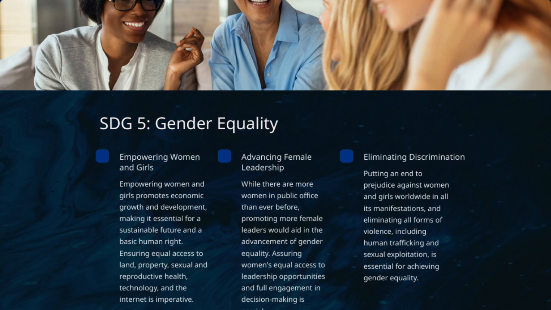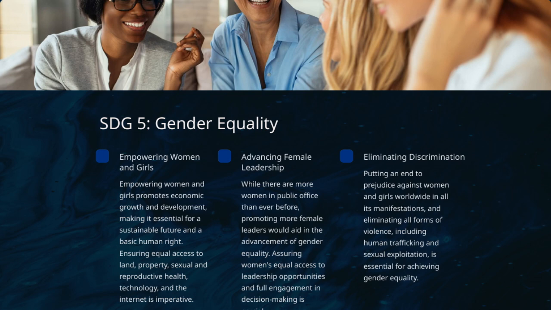Encouraging women to take on leadership roles and ensuring they have equal chances to participate in decision-making is vital. It's about creating a truly inclusive environment where women's voices are heard and valued. Empowering women and girls isn't just a moral imperative. It also drives economic growth and sustainable development.